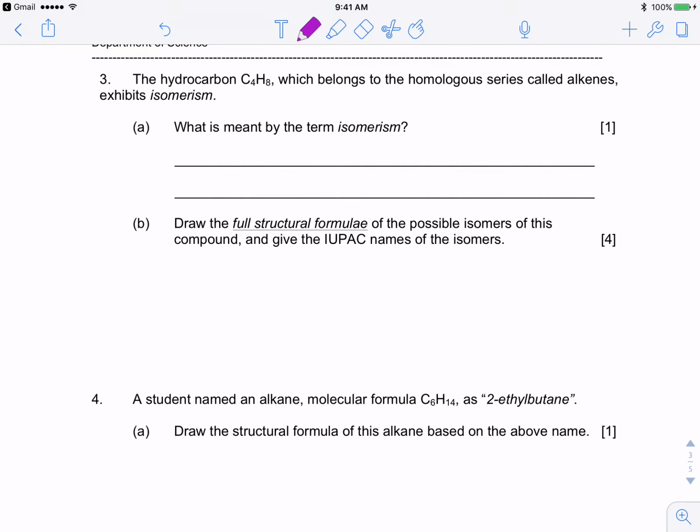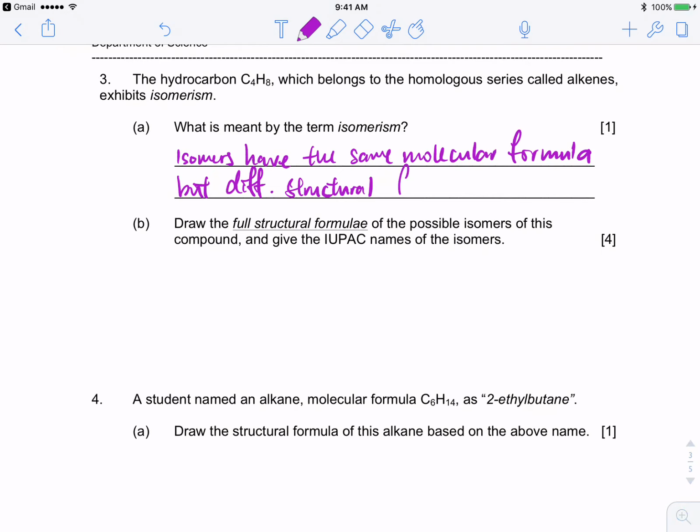The hydrocarbon C4H8 belongs to the homologous series called alkenes and exhibits isomerism. What is meant by the term isomerism? That means isomers have the same molecular formula but different structural formula.